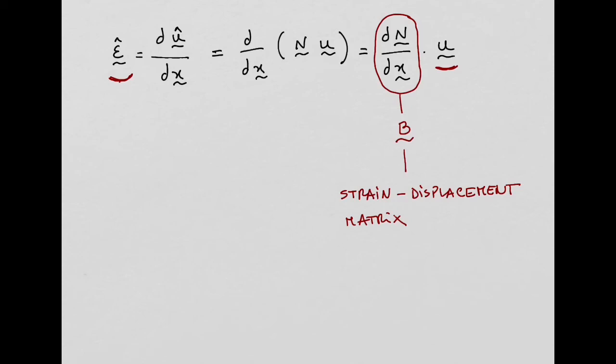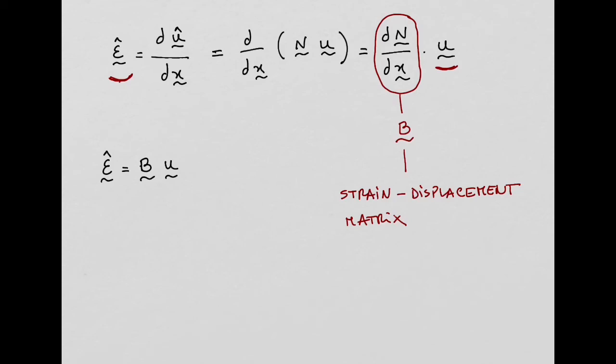So the derivatives of shape functions with respect to x are going to be very straightforward as well, so there's no problem at all. Okay? Now, I can write my approximated strain field as a product of my strain displacement matrix times my vector of unknowns or vector of degrees of freedom.